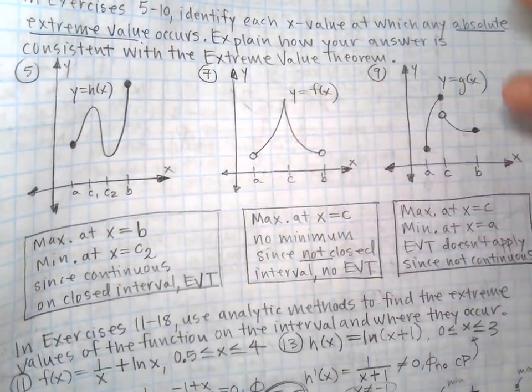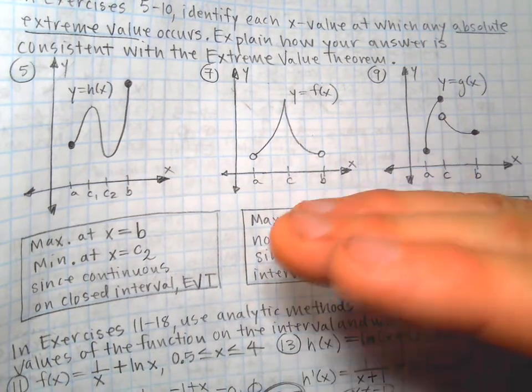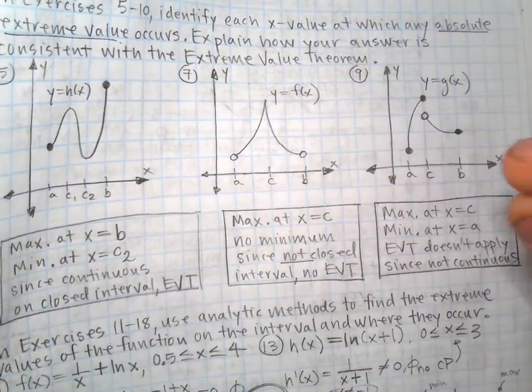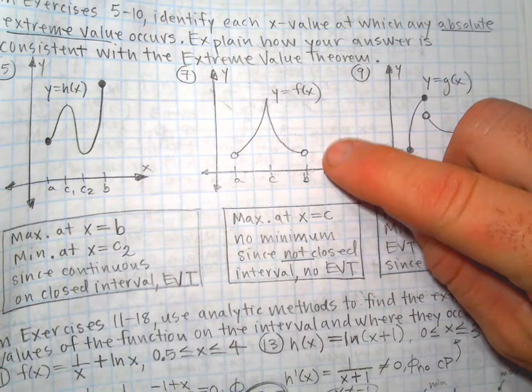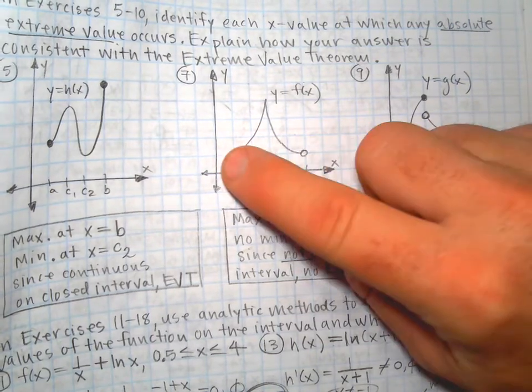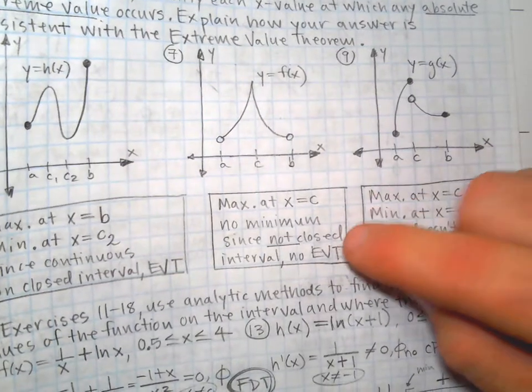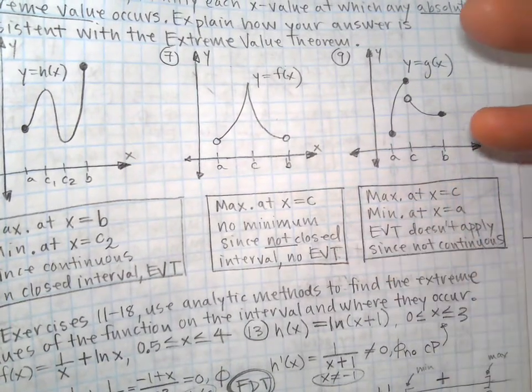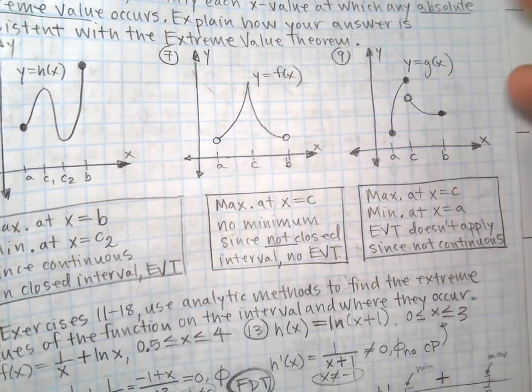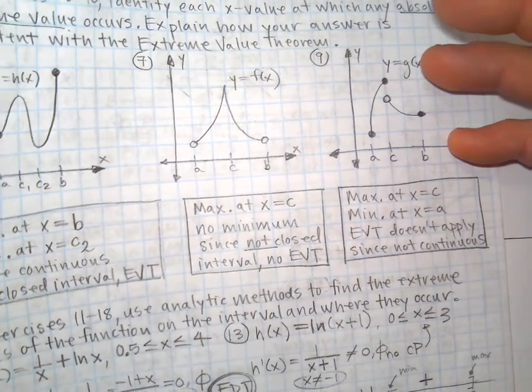Absolute min value, I guess we don't have a min value that we can specifically pinpoint. I mean, these are open dots, so it's not going to be at those. But this makes sense. It's not a closed interval, so we can't use extreme value theorem. So it's okay that we didn't get an absolute min.